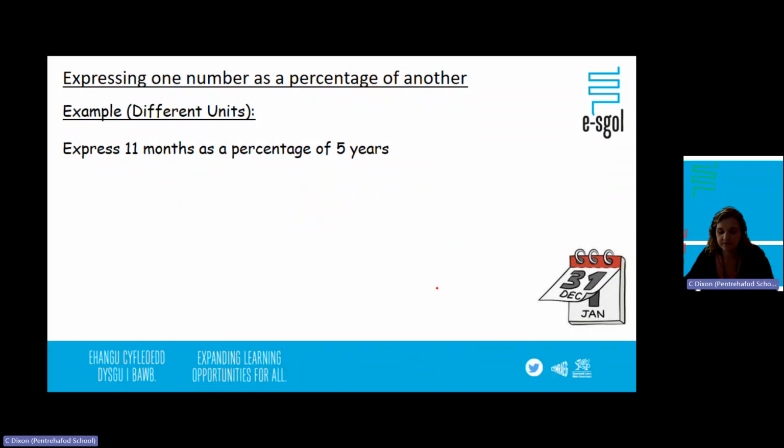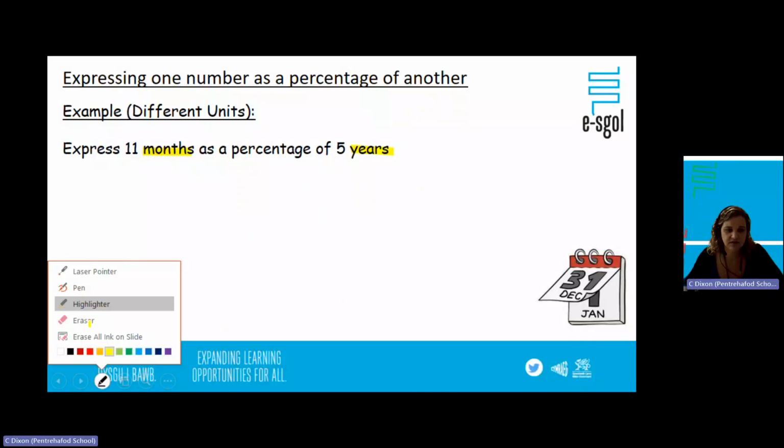Okay, we're going to stick with the same sort of topic, but now we're going to have a look at something that's got different units. So by this, I mean, if we have a look at this question here, it says express 11 months as a percentage of 5 years. Okay, so these are the amounts that are in different units.